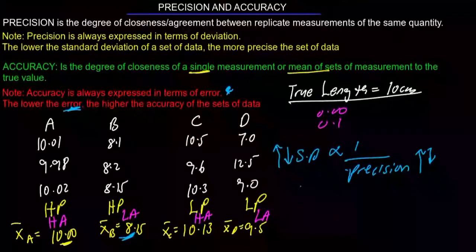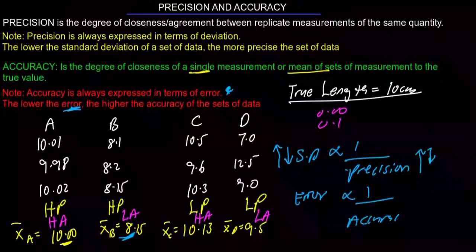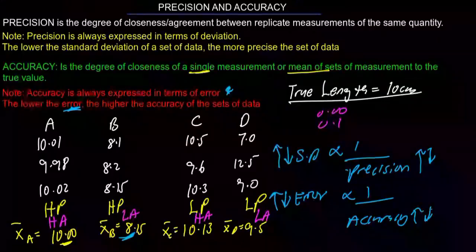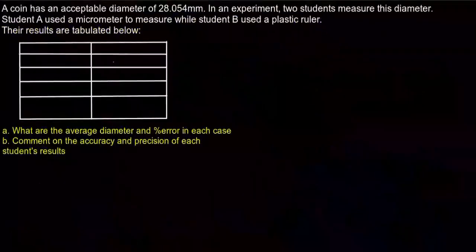So I can say my error is inversely proportional to the accuracy, and that is it. So the lower the error that you make, it means you are having higher accuracy, and the higher the error, it means you are having a lower accuracy. Now, since we understand all this, let's solve the next question in the next slide. Now, see what we have.